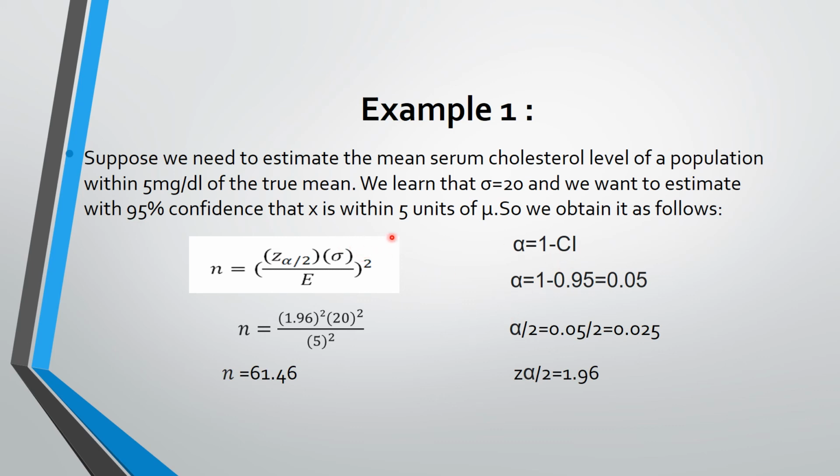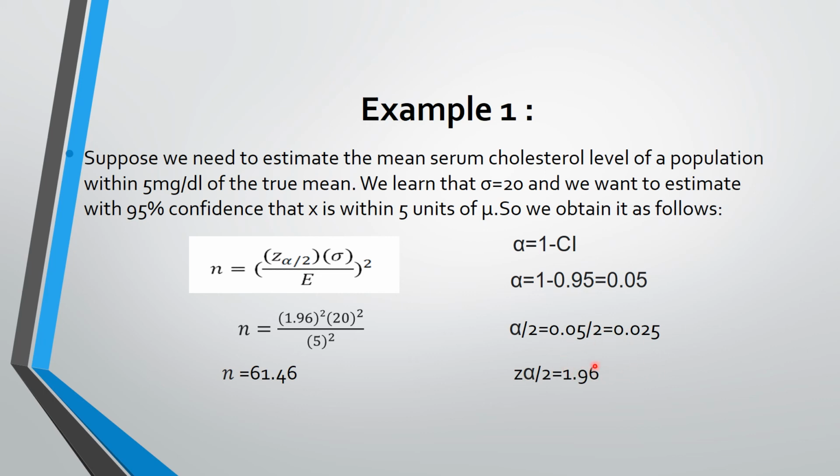and how we will calculate the alpha by 2, as I have told you in the previous slides, that alpha is equal to 1 minus confidence interval, and confidence interval is given in our scenario, that is 95%, which will be equal to 0.95. So 1 minus 0.95 is equal to 0.05. So our alpha by 2 would be 0.05 over 2, which will be equal to 0.025, and from the z table we can get the value of z alpha by 2, which will be equal to 1.96.